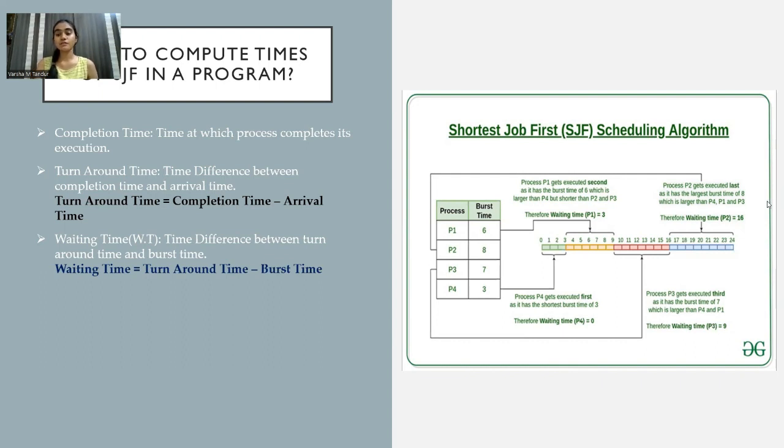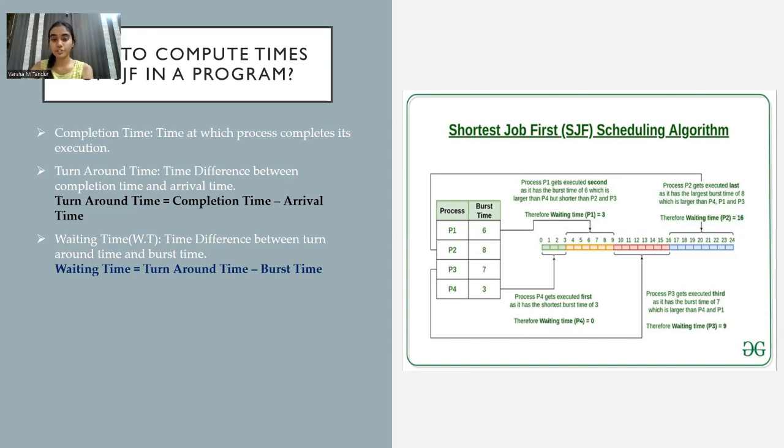This SJF scheduling algorithm includes some terms like completion time, turnaround time, waiting time, which play a vital role in solving the numericals based on SJF. Completion time means the time at which a process completes its execution. Turnaround time is the difference between the completion time and the arrival time. And at last, the waiting time is the difference between the turnaround time and the burst time.